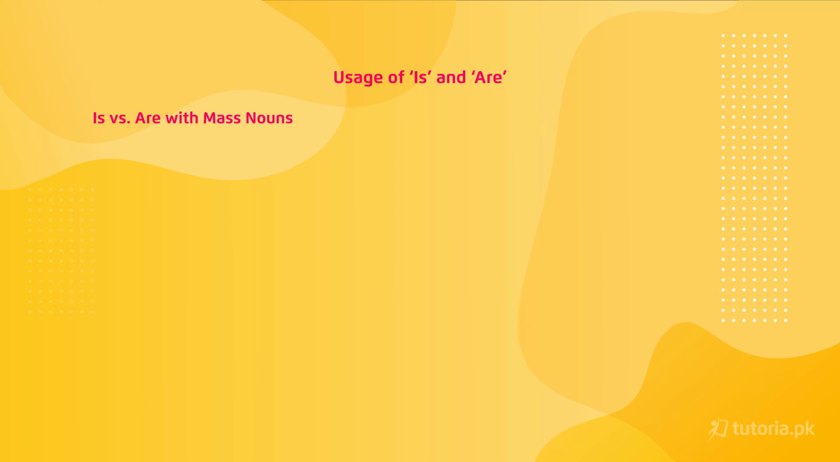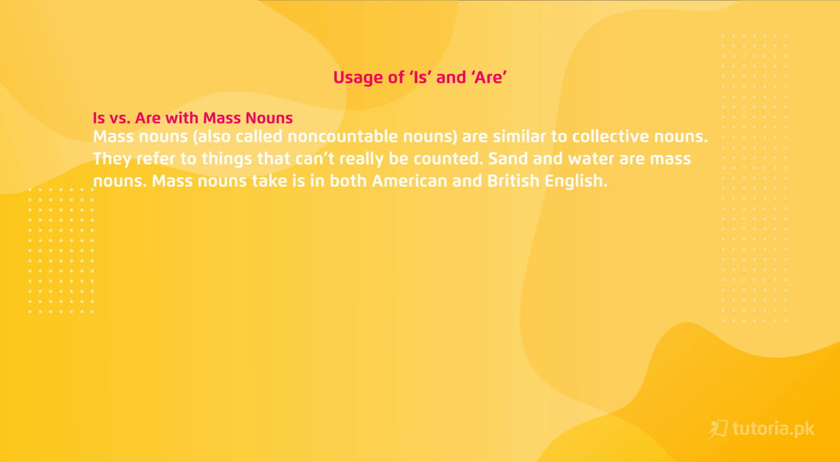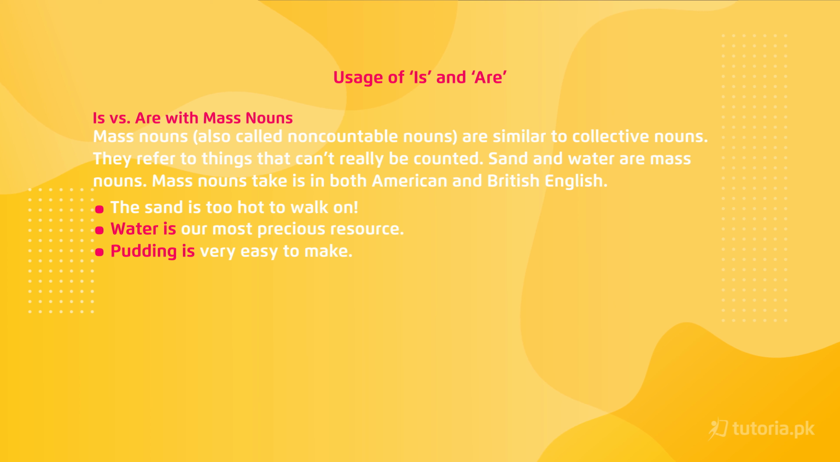Is versus are with mass nouns. Mass nouns, also called non-count nouns, are similar to collective nouns. They refer to things that can't really be counted. Sand and water are mass nouns. Mass nouns take is in both American and British English. इनकी example क्या होगी? The sand is too hot to walk on. Water is our most precious resource. Pudding is very easy to make.